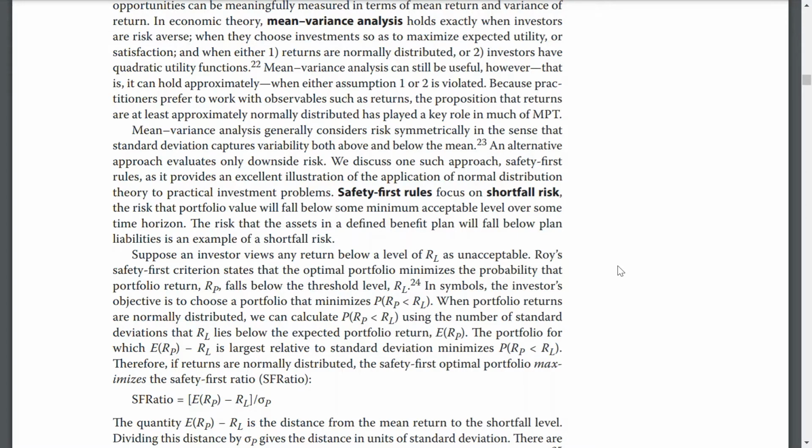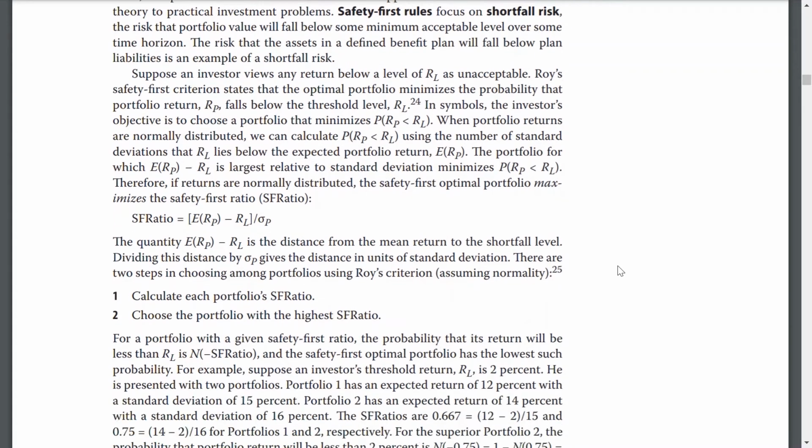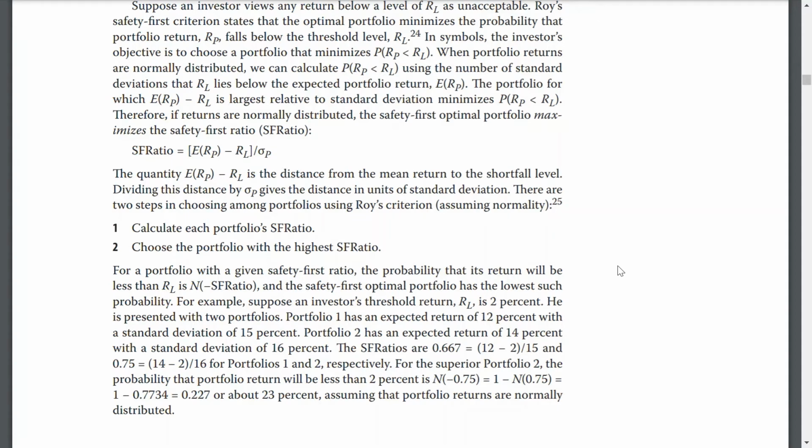The risk that the assets in a defined benefit plan will fall below planned liabilities is an example of a shortfall risk. Suppose an investor views any return below a level of RL as unacceptable. Roy's safety first criterion states that the optimal portfolio minimizes the probability that the portfolio return RP falls below the threshold of RL. In symbols, the investor's objective is to choose a portfolio that minimizes P(RP < RL). When portfolio returns are normally distributed, we can calculate P(RP < RL) using the number of standard deviations that RL lies below the expected portfolio return, E(RP). The portfolio for which E(RP) minus RL is the largest relative to standard deviation minimizes P(RP < RL).